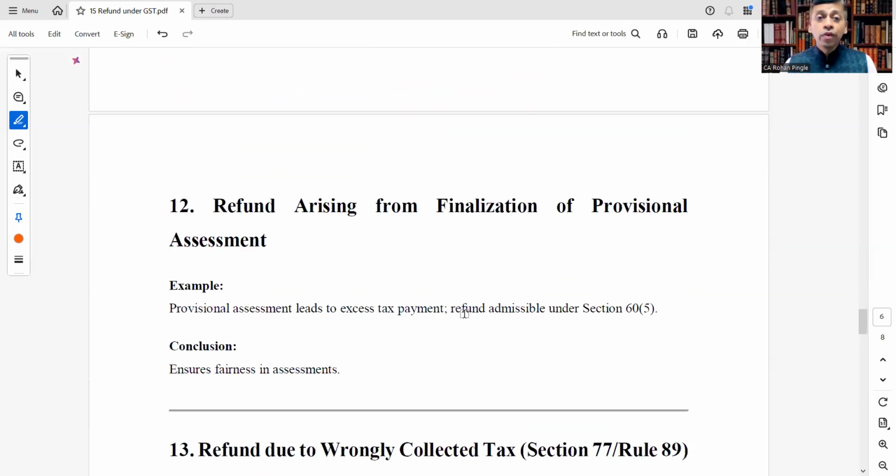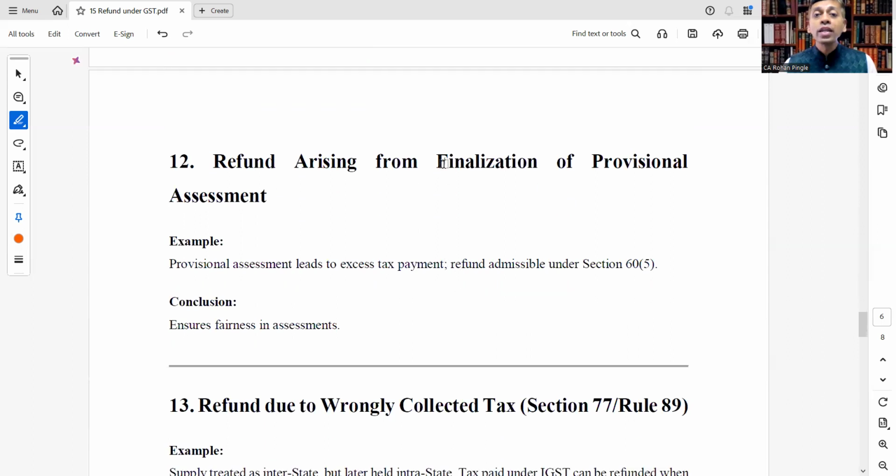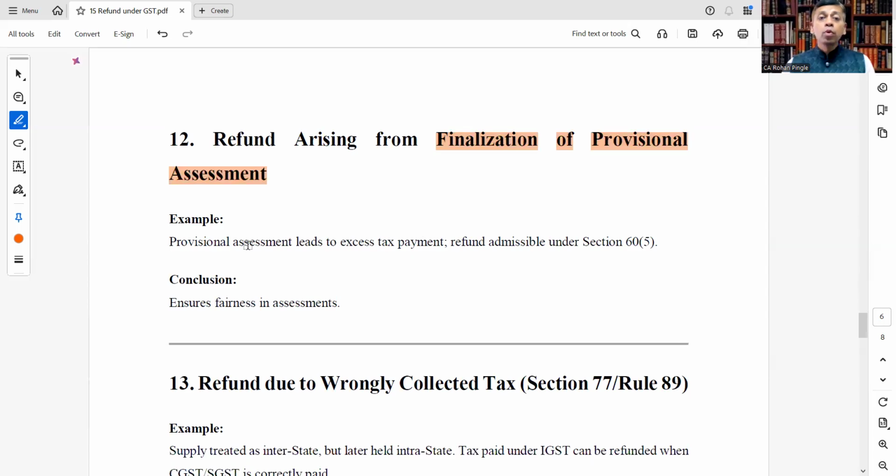Next, refund arising from finalization of provisional assessment. Example, provisional assessment leads to excess tax payment, and refund is admissible under section 60, subsection 5. It ensures fairness in assessment. So refund arising from finalization of provisional assessments: provisional assessment leads to excess tax payment, and refund is admissible under section 60, subsection 5.